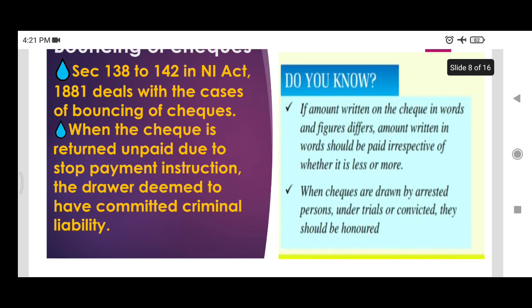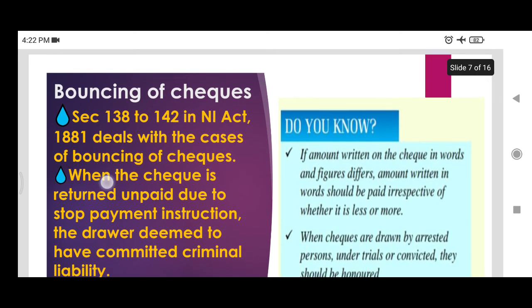Do you know if the amount on the written check differs between the words and the figures, they will take the amount in words irrespective of the figures? They will give prime importance to the words instead of the figures. When checks are drawn by arrested persons, persons on trial or convicted persons, they should be honored. That means whoever has committed a crime, or was arrested or convicted, if such persons issue checks, you have to honor them according to the Negotiable Instruments Act 1881.